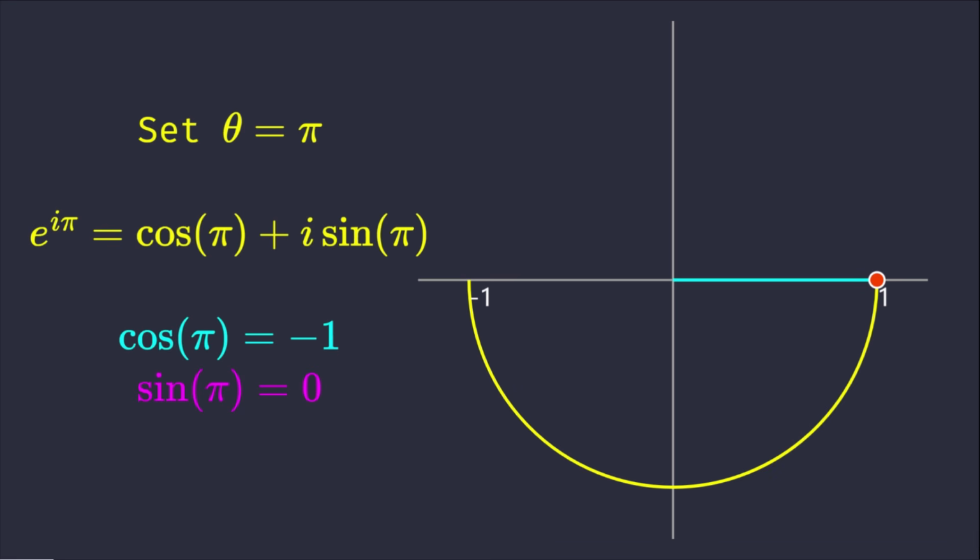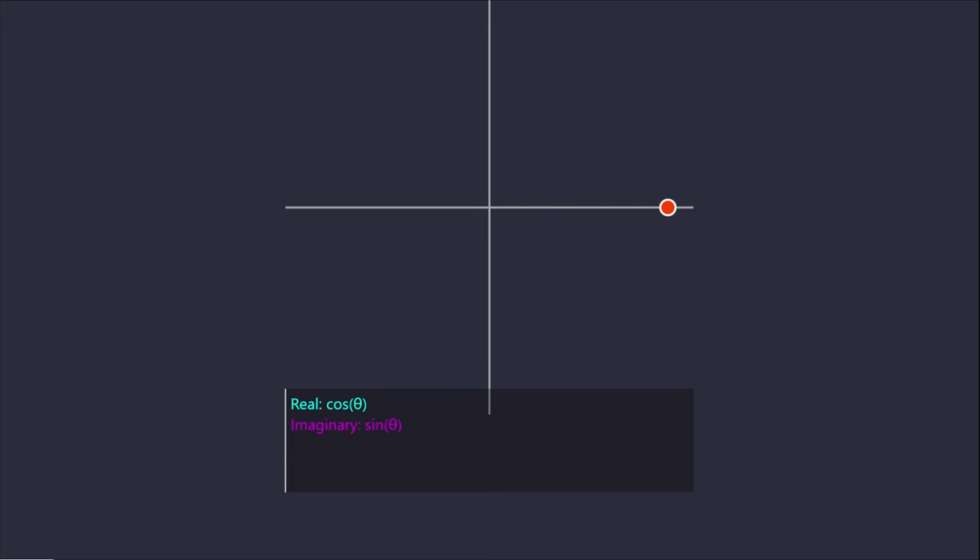To arrive at Euler's identity, we set the angle theta to pi radians, representing a half turn, 180 degrees. Substituting pi into Euler's formula yields e to the power of i times pi equals cosine of pi plus i times sine of pi. The cosine of pi is -1, as the horizontal projection lands on the negative real axis. The sine of pi is 0, as the vertical projection is 0 at this point. Therefore, e to the power of i times pi simplifies to -1 plus i times 0, which is simply -1. This completes the identity: e to the power of i times pi equals -1.